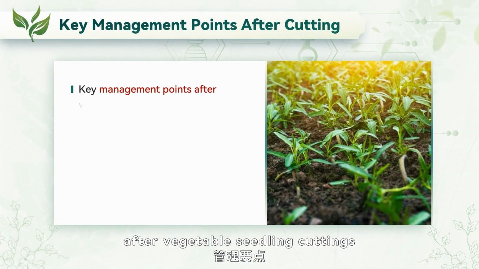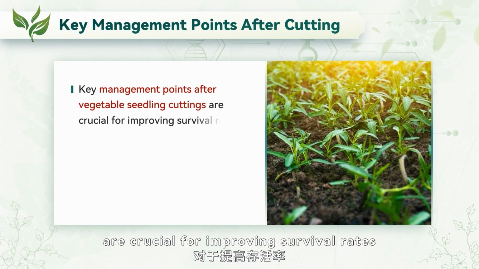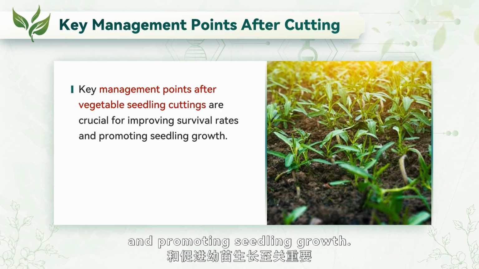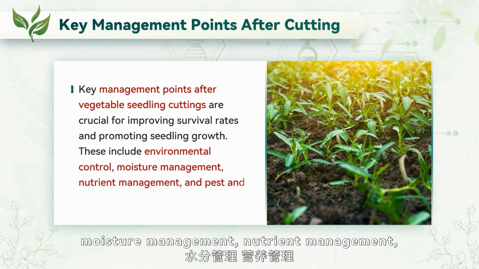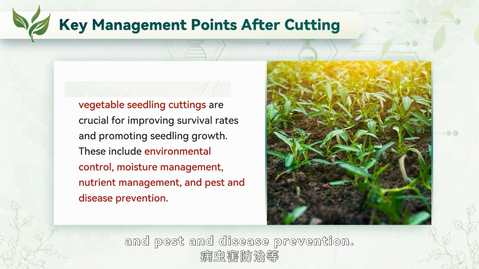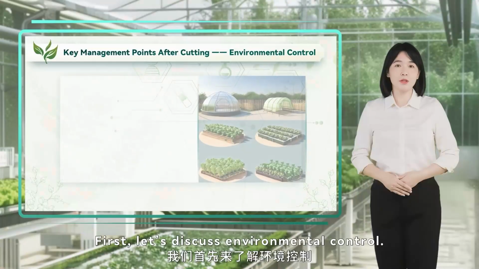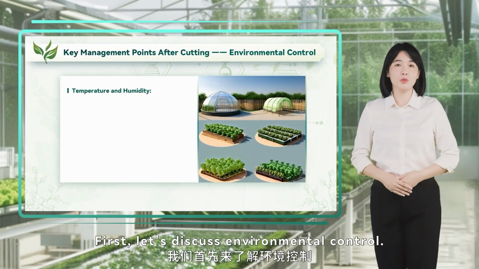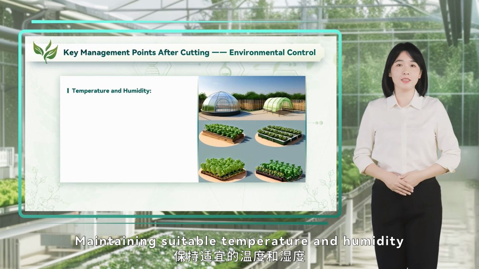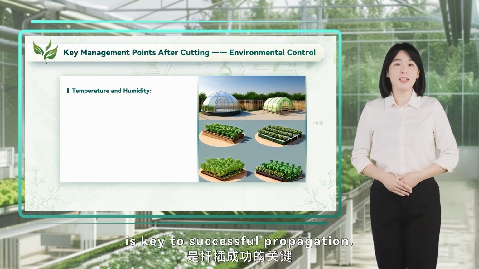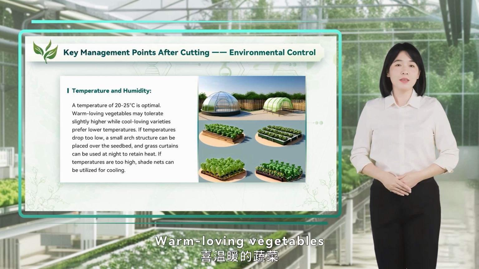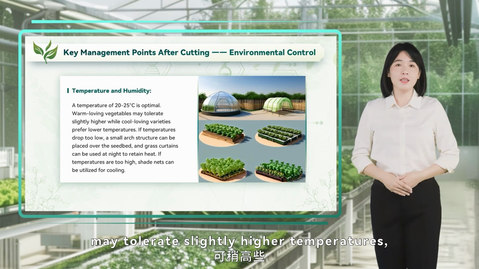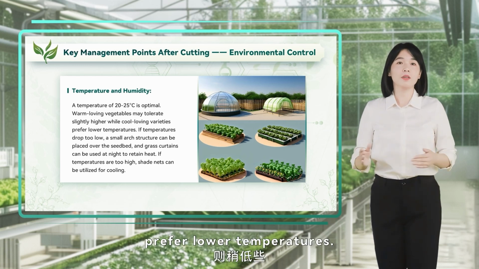Key management points after vegetable seedling cuttings are crucial for improving survival rates and promoting seedling growth. These include environmental control, moisture management, nutrient management, and pest and disease prevention. First, let's discuss environmental control. Maintaining suitable temperature and humidity is key to successful propagation. Generally, a temperature of 20 to 25 degrees Celsius is optimal.